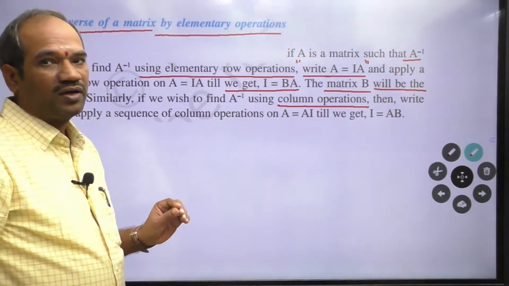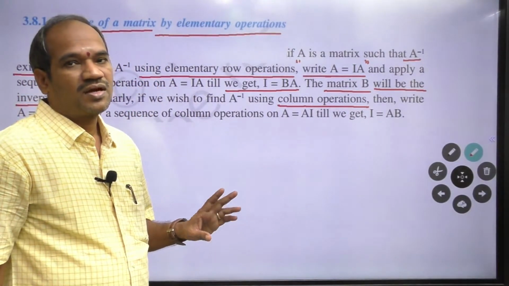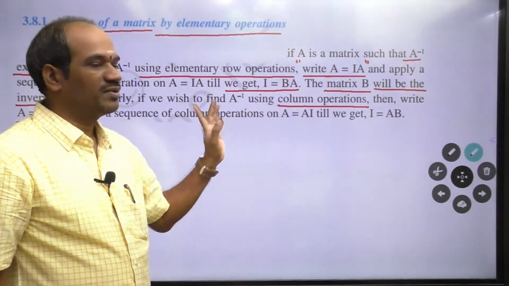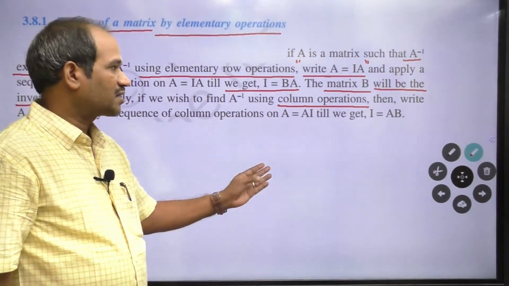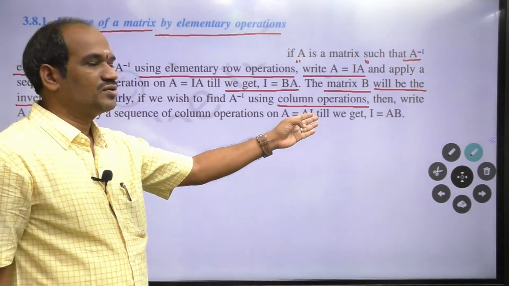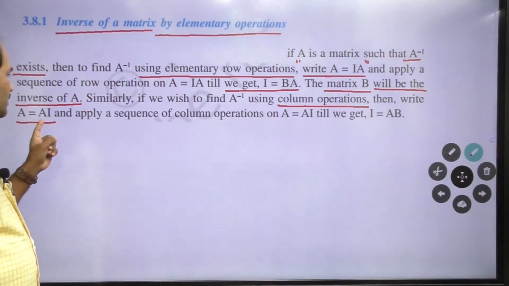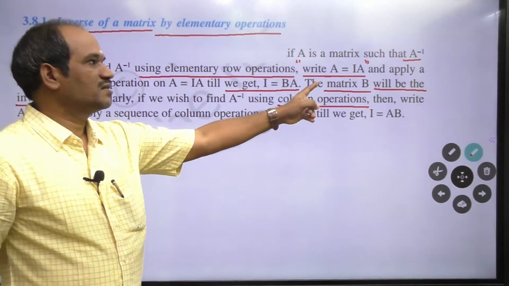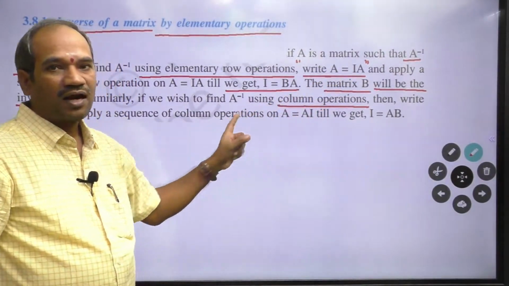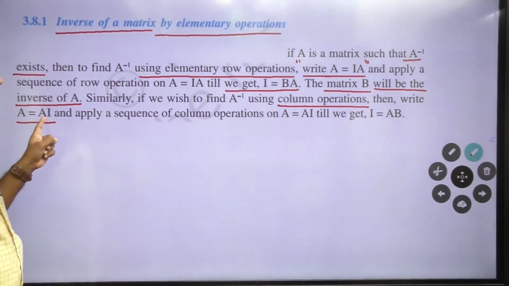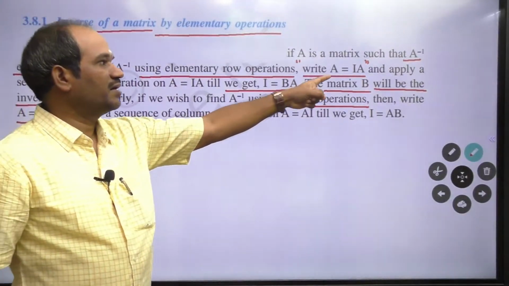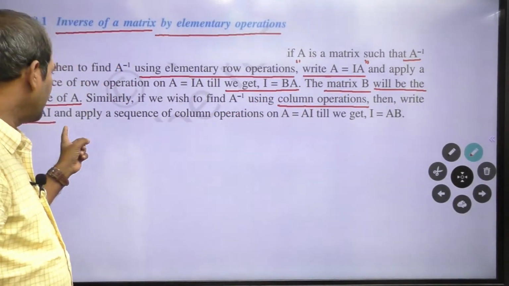In problems, apply row operations; using the first one is better. Column operations are also the same, no change. For column operations, write A is equal to AI. For row operations, A is equal to IA.